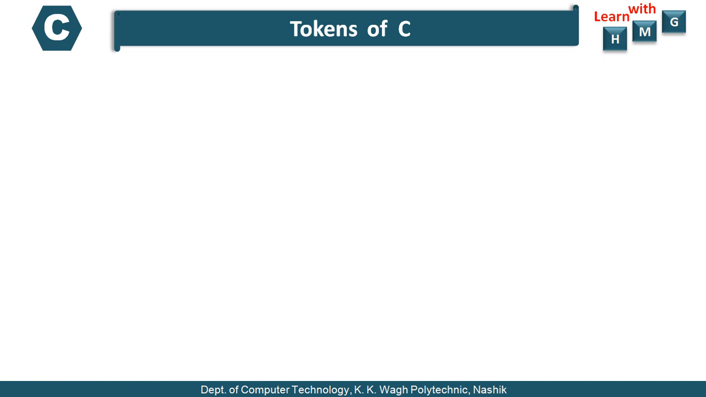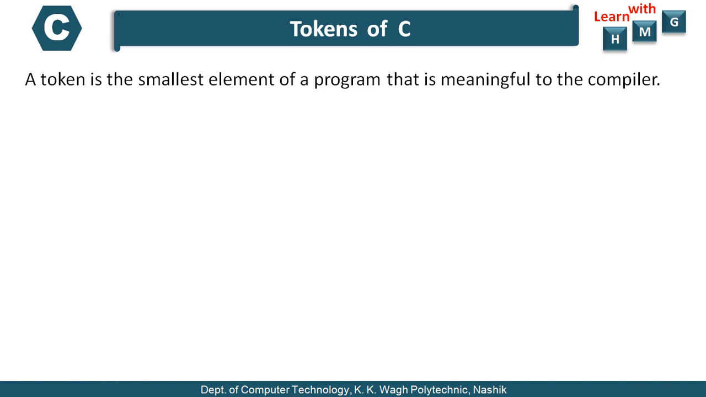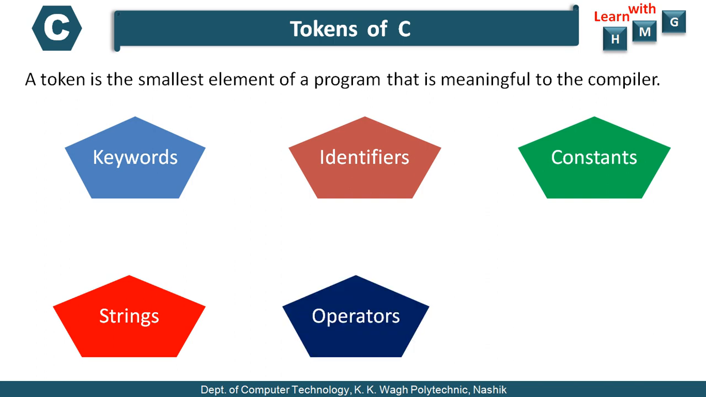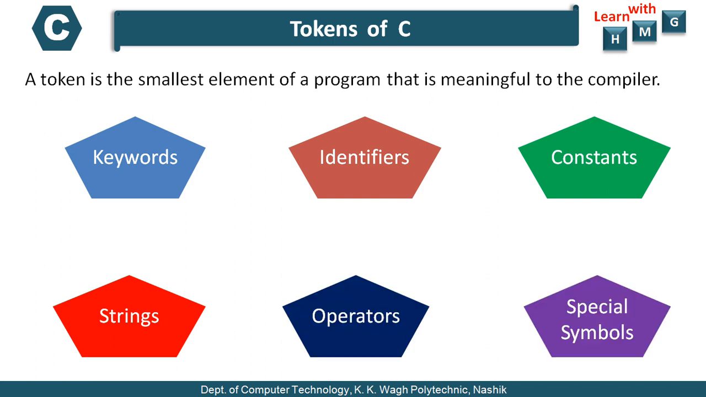Now let us see the various tokens of C. A token is nothing but the smallest element of a program that is meaningful to the compiler. So these are the small, basic elements we are going to use. Which are those tokens? The first token is keywords, second identifiers, third constants, then strings, operators and special symbols. If you take any C program, you will find these elements in it. So let us see them one by one in detail.